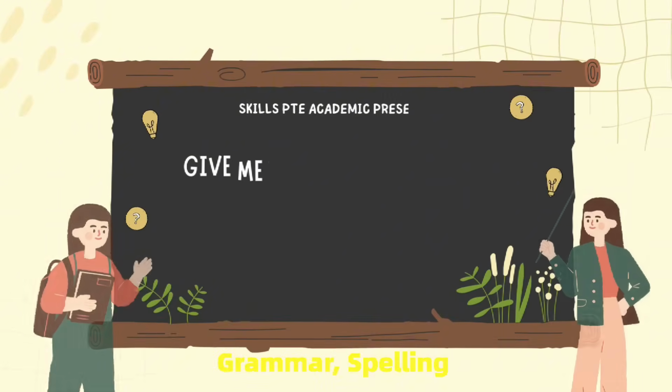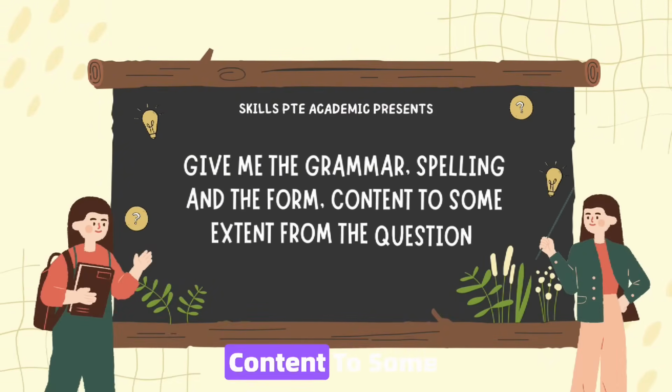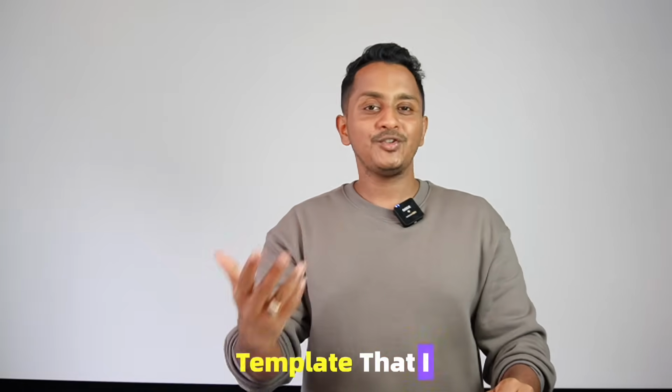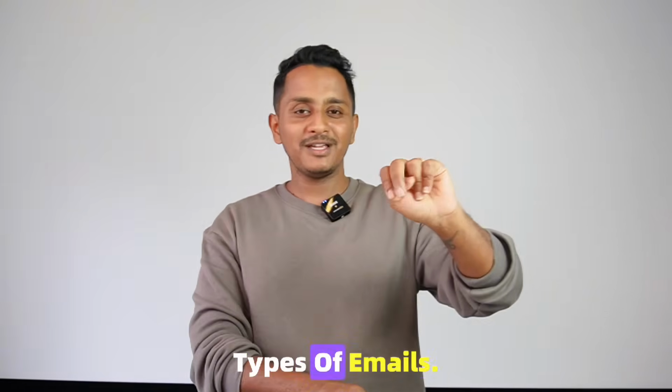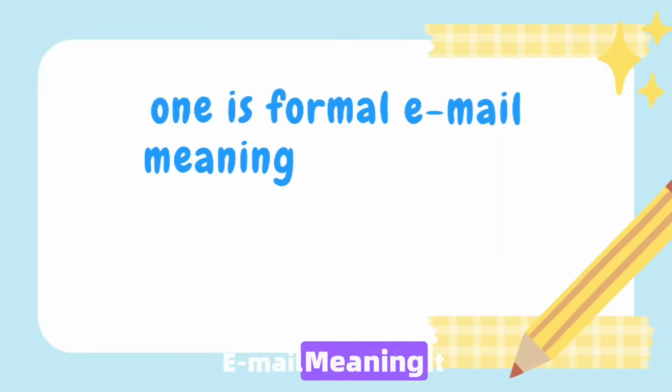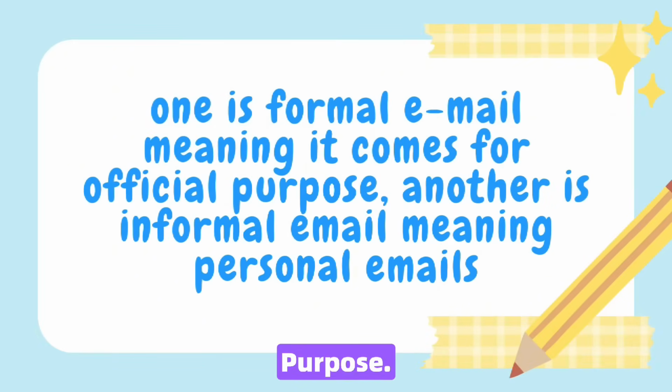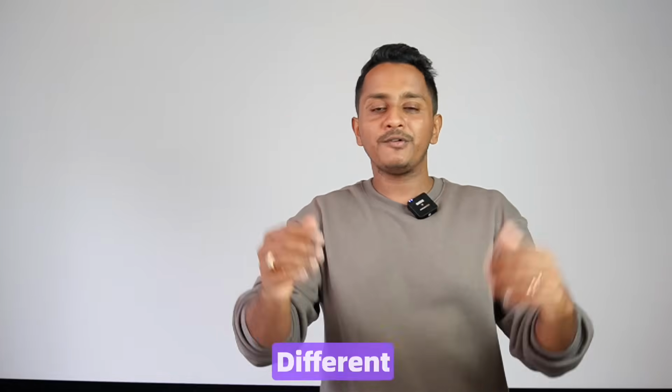Don't worry about all these things. Give me the grammar, spelling and the form. Content to some extent from the question, you got to get full score, because the template that I share will cover each and everything. There are 2 types of emails. One is formal email, meaning it comes for official purpose. Another is informal email, meaning personal emails. Accordingly, we have 2 different templates.